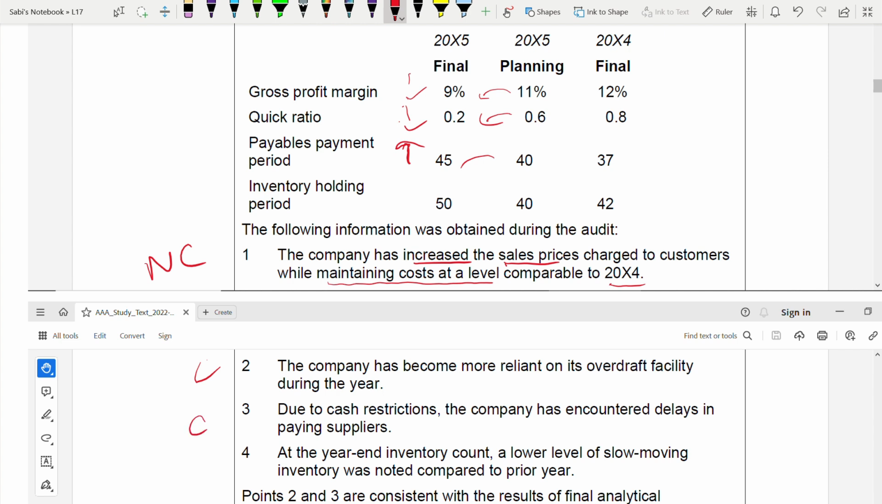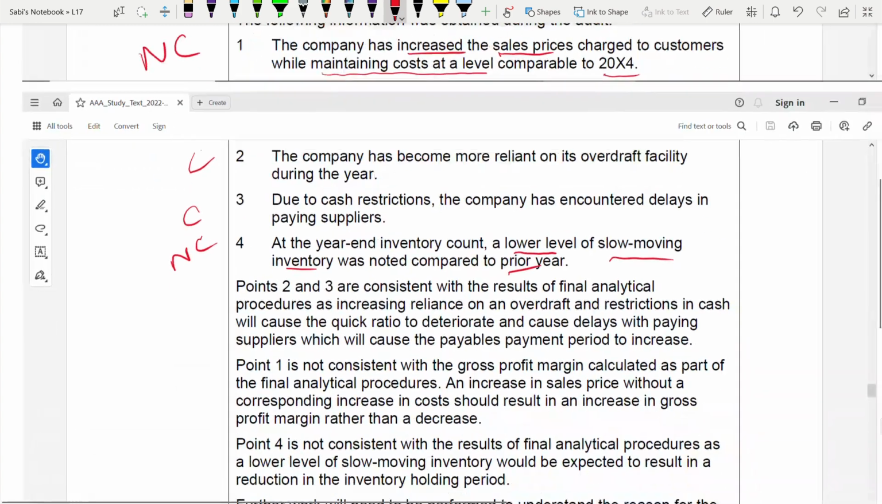And the fourth, inventory. There is a lower level of slow moving inventory compared to the prior year. Please understand, lower level of slow moving inventory. Now slow moving inventory is less compared to last year. So inventory holding period should have reduced, right? But it increased. So this is also not consistent with the inventory holding period. That's what they've explained in this answer.